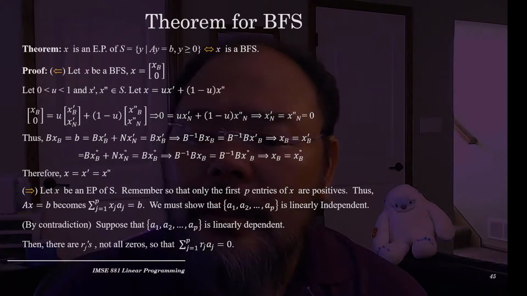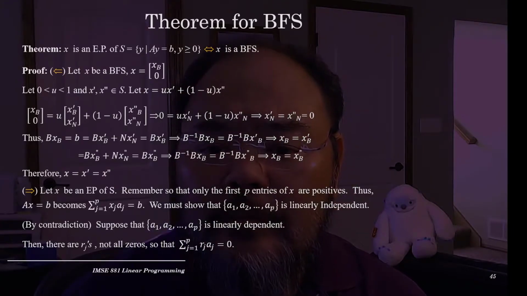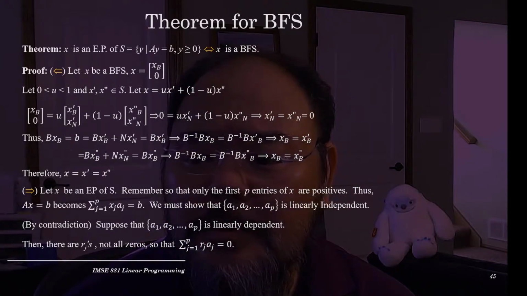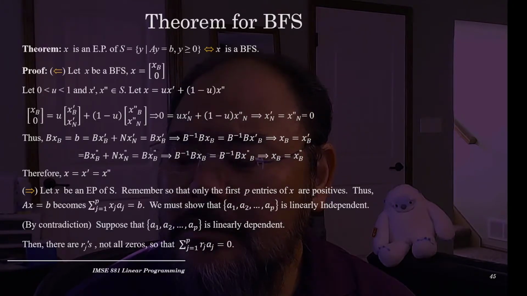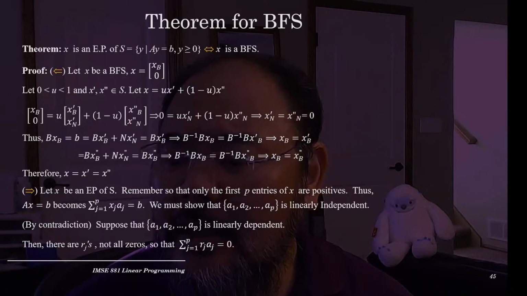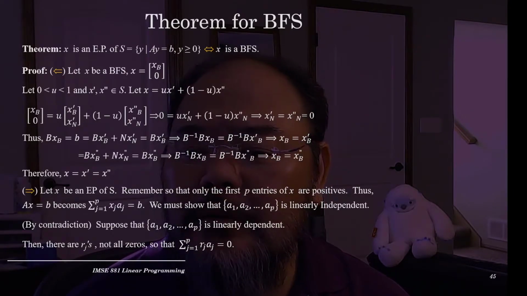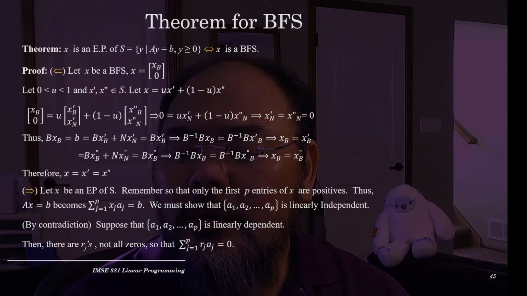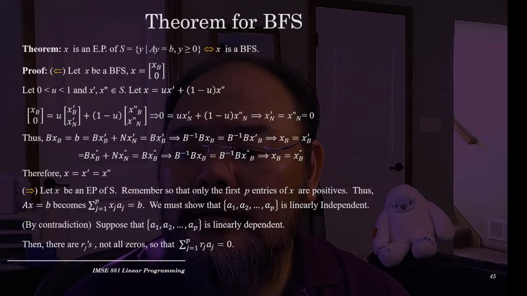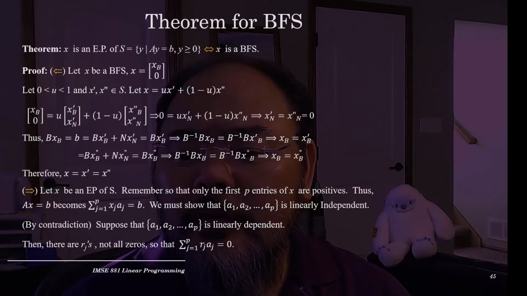Finally, we'll talk about the theorem of basic feasible solution. First, what we're trying to say is that my feasible region is bounded. X is an extreme point of S, where S is the set of all y such that A times y equals b and y is non-negative. Therefore, X is a basic feasible solution.